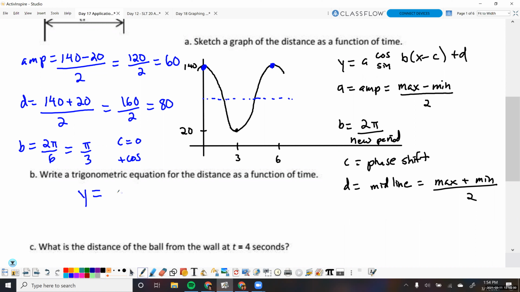Y equals, what's the amplitude? 60. All right, so we got 60, and it's going to be positive because Ken just told us it was positive. 60 cos, what's B? Pi over 3. All right, pi over 3. Now C is 0, so I can just put x. I don't need parentheses here. And then what's D? 80. Are there absolutely any questions on where we got this equation?